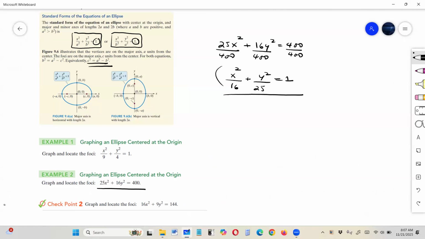So the major axis is going to be the value under which the denominator is larger. So on the y squared, 25 is larger than 16. So that means that this ellipse is sitting on the y-axis. All right, so now I already know the major axis is the y-axis, so I'm going to see if I can graph this.